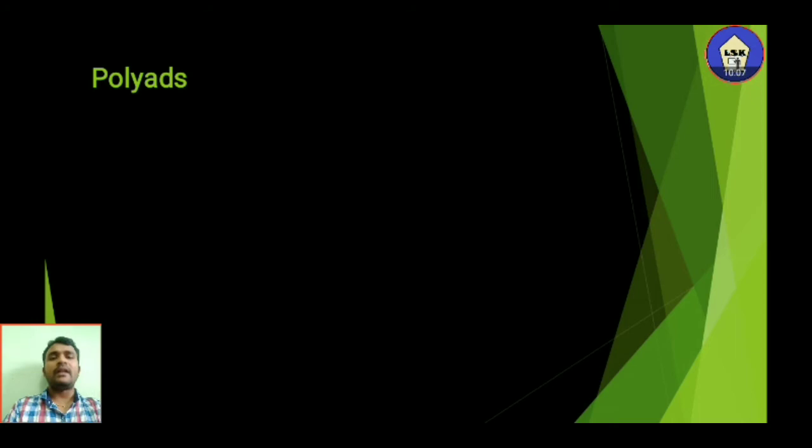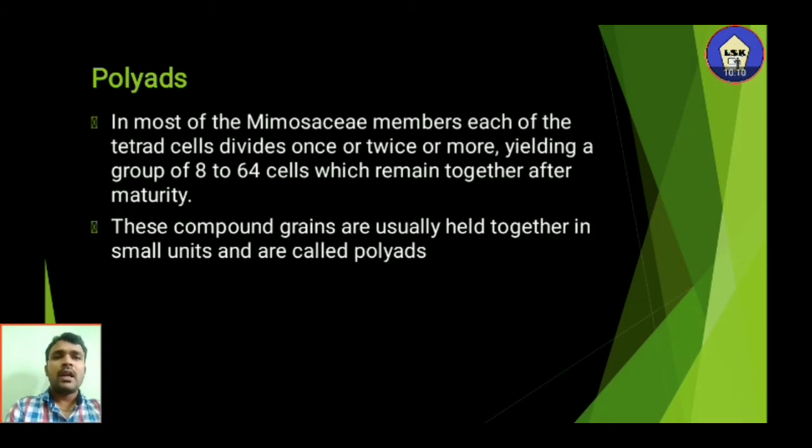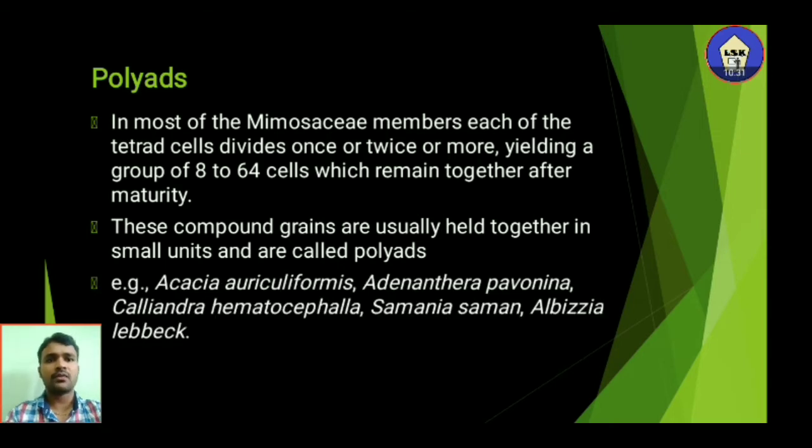The next one is polyads. Poly means many. In most of the Mimosaceae members, each of the tetrad cells divides once or twice or more, yielding a group of 8 to 16 cells which remain together after maturity. These compound grains are usually held together in small units and are called polyads. Examples of plants producing polyads are Acacia auriculiformis, Adenanthera pavonina, Calliandra haematocephala, Samanea saman and Albizia lebbeck. So these are the plants that produce polyads.